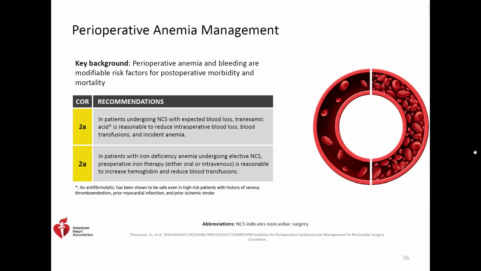And then pre-op iron, and I noticed Domi does this. You got a DUB patient whose hemoglobin is 7, they should be on iron for some weeks before surgery if possible.